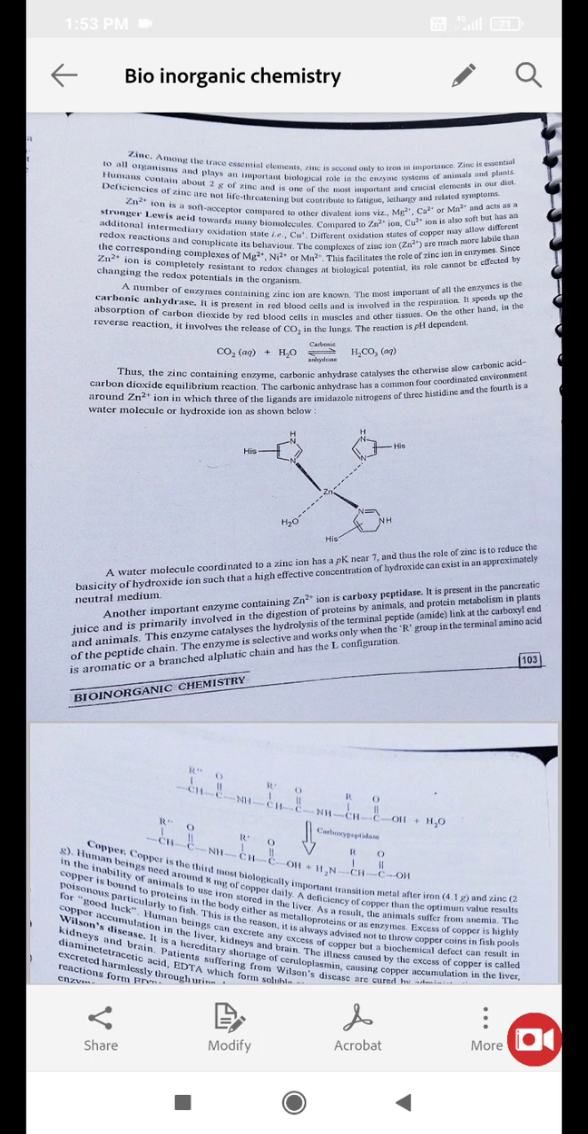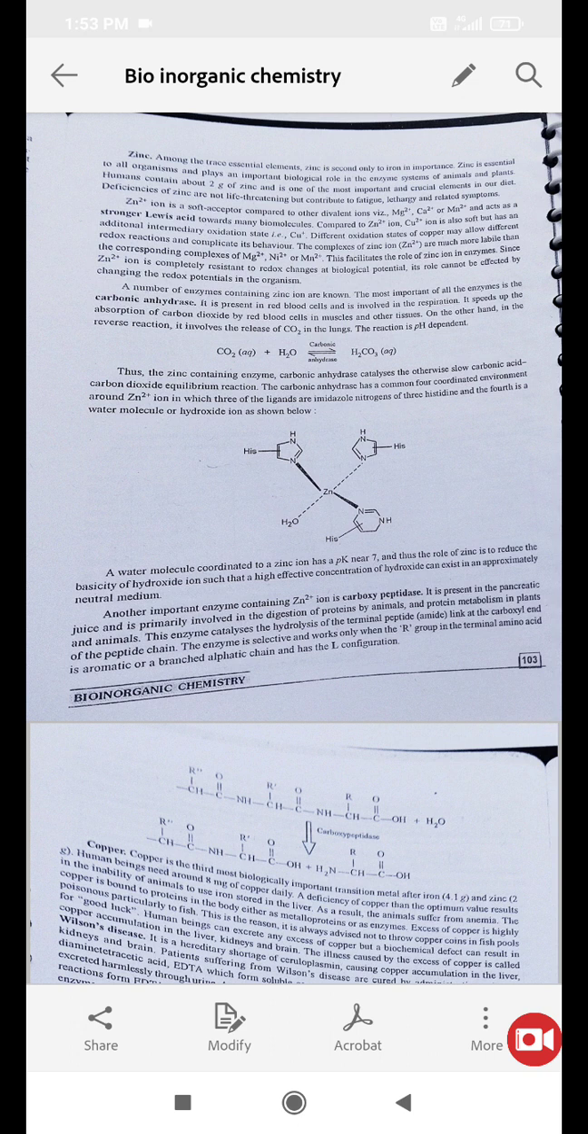A water molecule coordinated to a zinc ion has a pKa near 7, and thus the role of zinc is to reduce the basicity of hydroxide ions, such that a high concentration of hydroxide ions exists in an approximately neutral medium. Another important enzyme containing zinc 2+ ion is carboxypeptidase.